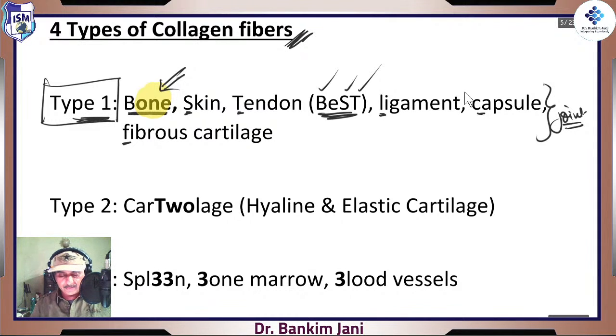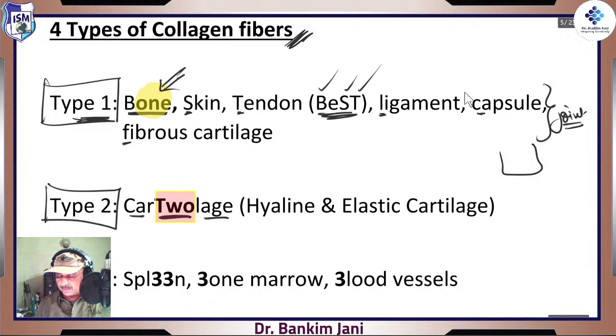Now you will always remember this. Type 2 is where it is in cartilage. Cartilage is what is present between the joints. Over here was one joint, and then there are various types of cartilages which give strength. Hyaline and elastic, we'll talk about it, it will come. But type 2 is cartilage.